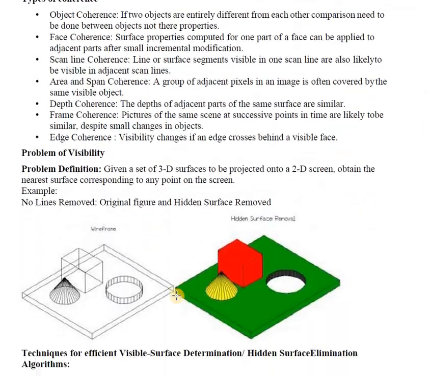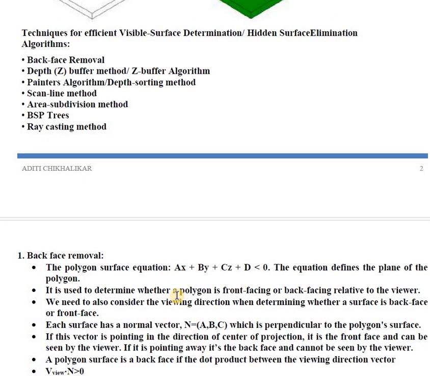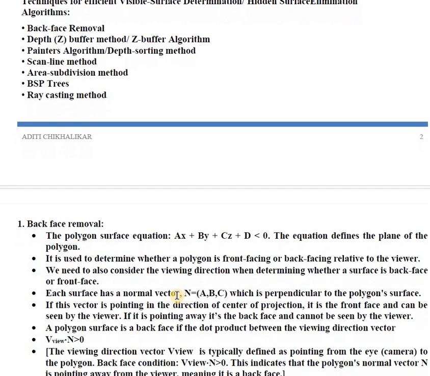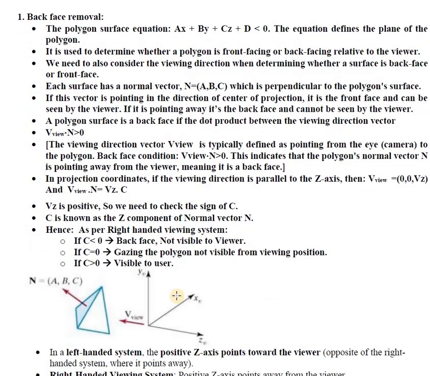Going ahead, we have a concept of coherence, and then finally we come to the topic of very importance for us, that is the algorithms. So there are total 7 algorithms you have to see. The very first one is backface removal.